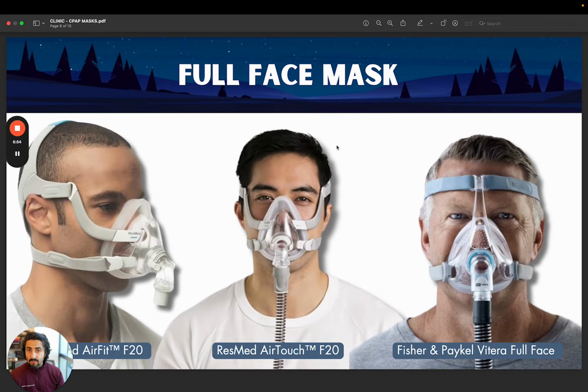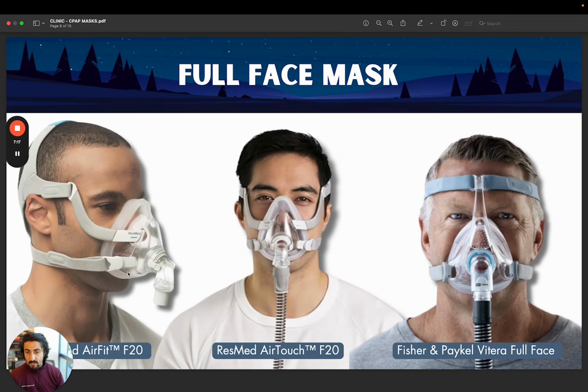The last kind of mask is a full face mask. This is like the Tom Cruise Top Gear type of interface. This works very well in terms of having a seal. But as you can see, it is somewhat obtrusive. Some patients love them. Some patients don't like them.